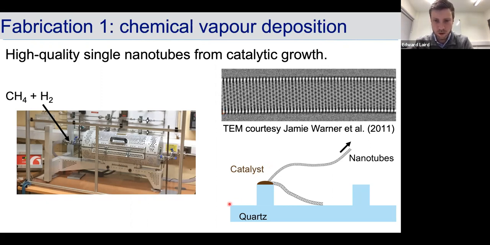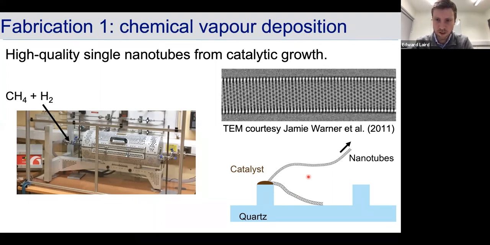The way that we do this, our particular implementation, is to take a quartz chip with some pillars on it. On top of the pillars, we deposit some catalyst, and then the nanotubes grow. And this, we find, makes fairly high quality devices, as we know from the mechanical quality factor and the electronic properties.